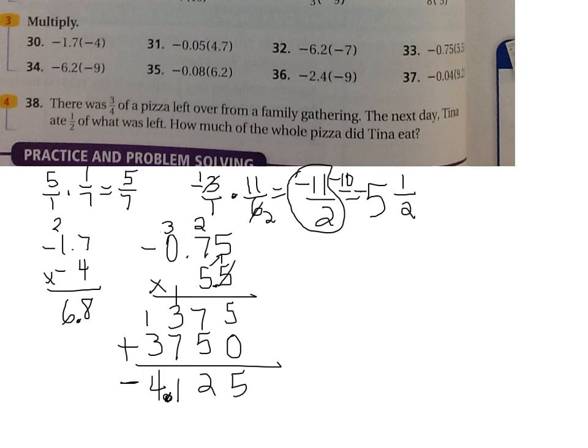Okay, please make sure you pay attention to your integer rules, because if you forget to put that little tiny baby negative sign in front of your answer, the whole thing's going to be wrong. Because a negative 4 and 125 thousandths is not the same as a positive 4 and 125 thousandths. All that work for nothing. Okay, are there any questions on this?